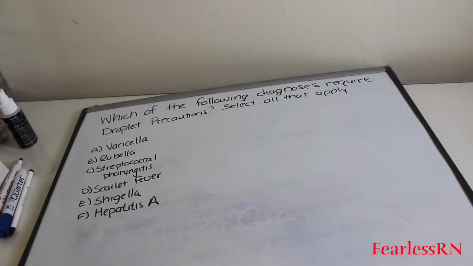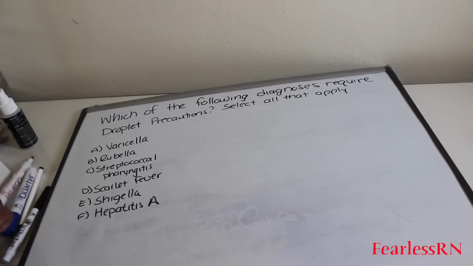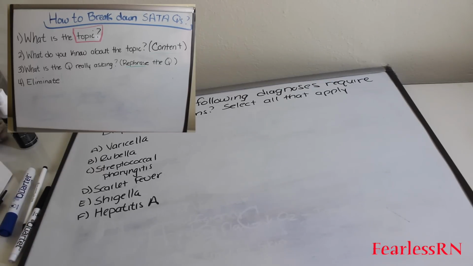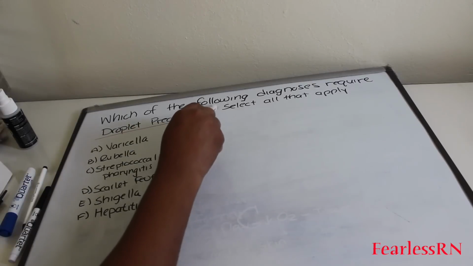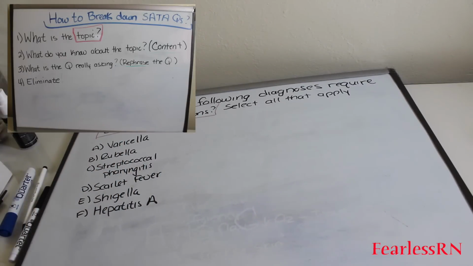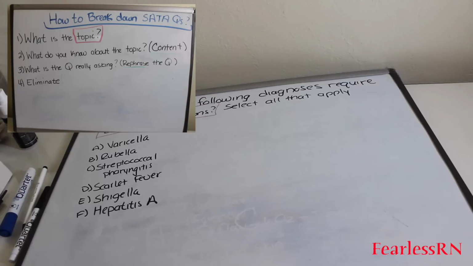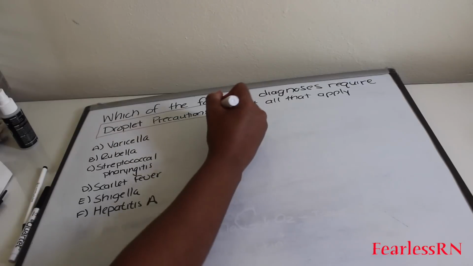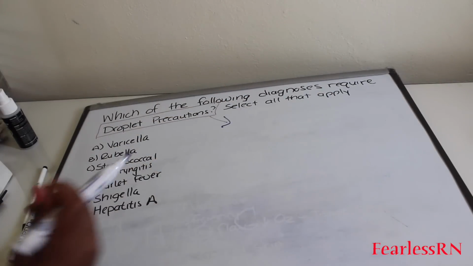So remember, the first step in answering this question is to know what is the topic. So the topic is droplet precautions, okay? The second step is, what do you know about this topic? So your content. So now you have to think about, what do you know about droplet precautions?